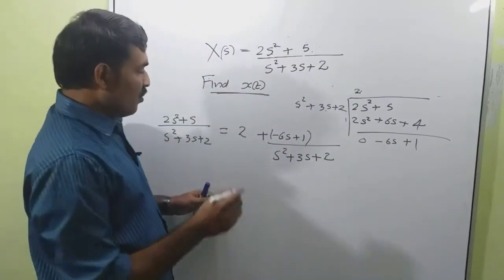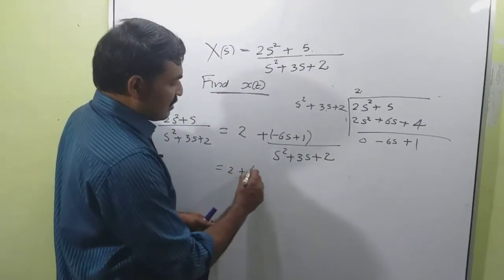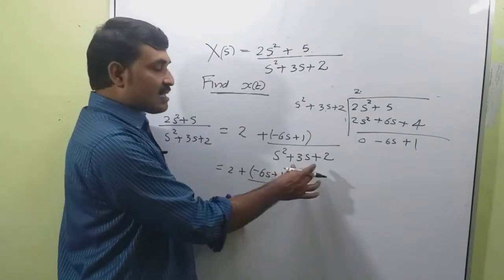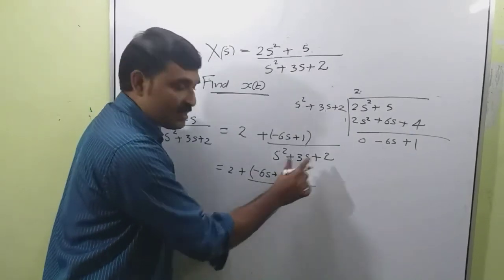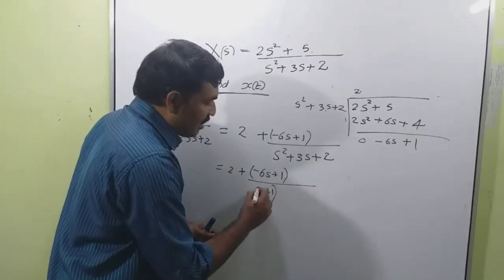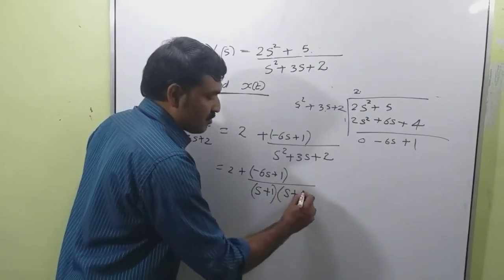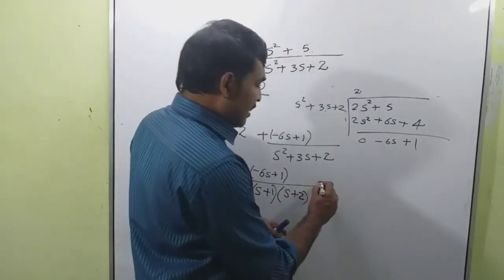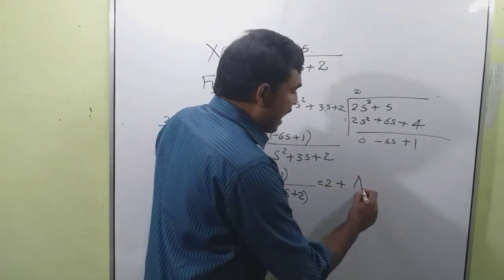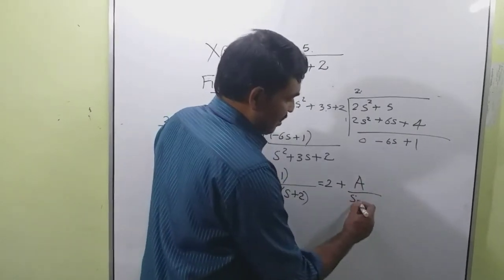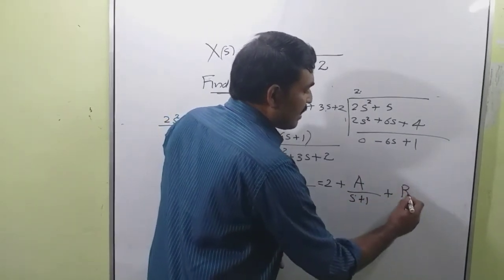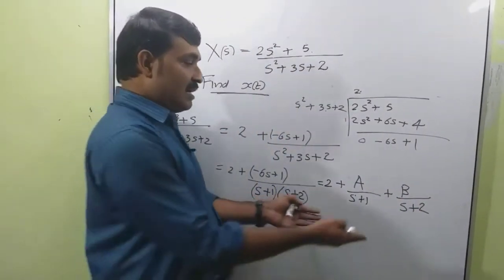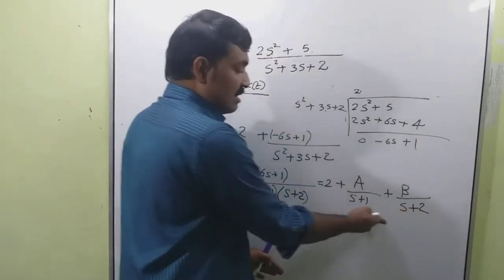Okay. Now I am going to write 2 plus minus 6s plus 1, and I am going to factorize the denominator term here. This I can write as s plus 1 into s plus 2. Now using the partial fraction method, this can be written as 2 plus A divided by s plus 1 plus B divided by s plus 2. Now find the values of A and B. Take the inverse Laplace transform of this portion.